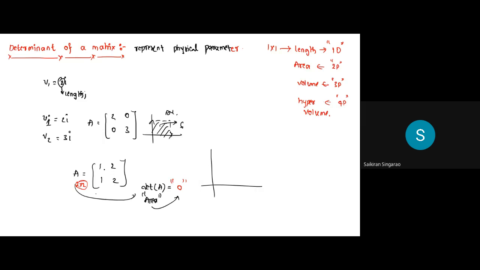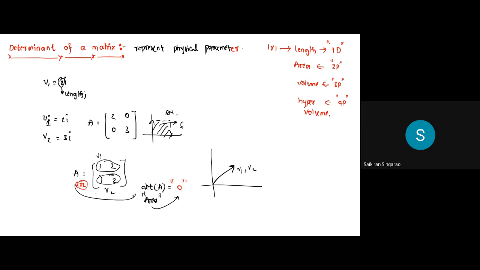If you observe, as I told you, these are two vectors. I can show this is vector 1, this is vector 2, or this is vector 1, this is vector 2. Both the vectors are lying on the same line, isn't it? V1 and V2 are in fact the same. One is 1, 2, the other is also 1, 2. Or one is 1, 1, the other is 2, 2. So in the other scenario, it will look like this. This is V1, this is V2. So what is happening here is area is becoming 0.